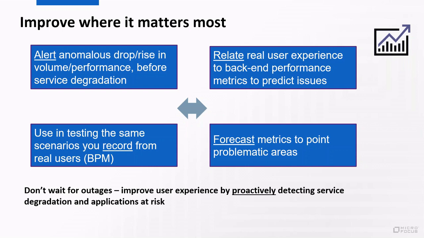Alerts will tell you about any performance degradation. It will immediately send an email, and from there you will get an SMS, so before the service degradation starts, you can quickly act on it. You can also relate the user experience to the backend performance metrics like server time, client time, and network time, so you can relate to how performance is working.